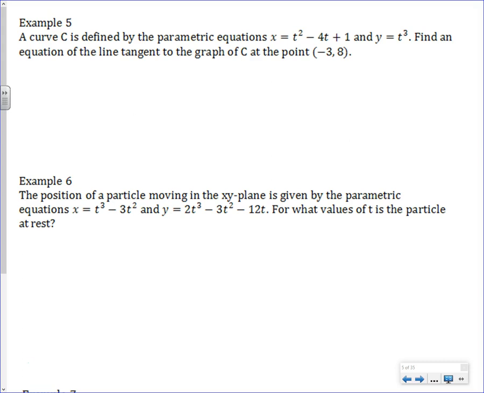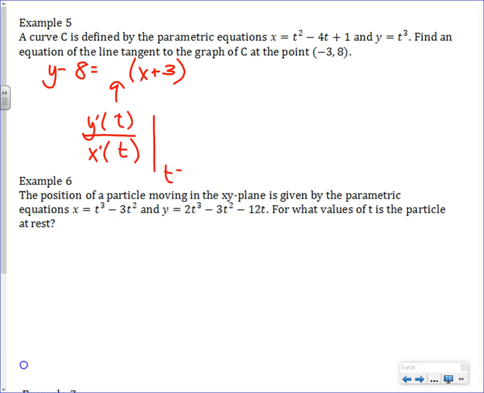We have parametric equations defining a curve, and we're supposed to find an equation of the tangent line at the point (-3, 8). Hopefully you got here pretty quickly. What were you thinking about for the derivative? y prime over x prime, but I need the value of t at that point. You know that y equals 8, so t cubed equals 8 and t equals 2.